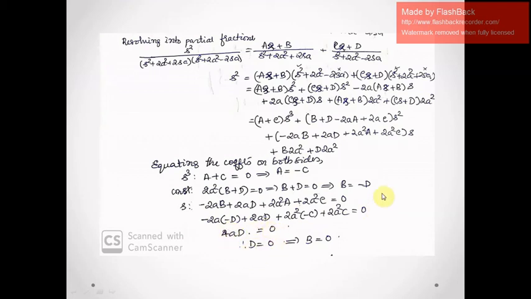If d is 0 here, b is minus d, so b also becomes equal to 0. So the second term is 0, and only a and c remain, which we have to find.